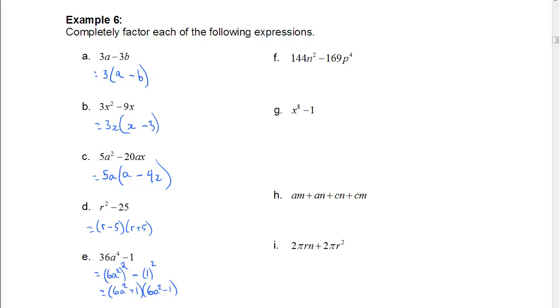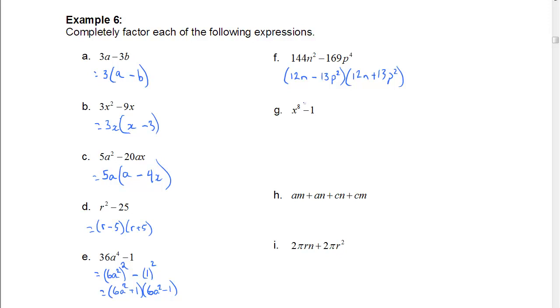Same here, 144 is 12 squared. n squared is just n, so 12n minus 169 is 13 squared, so 13. We have p to the 4, so we need p squared. And that means the other bracket is the same, except with plus.